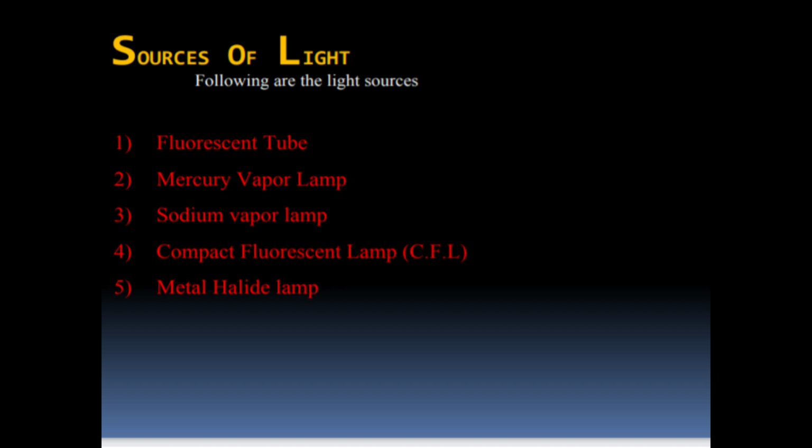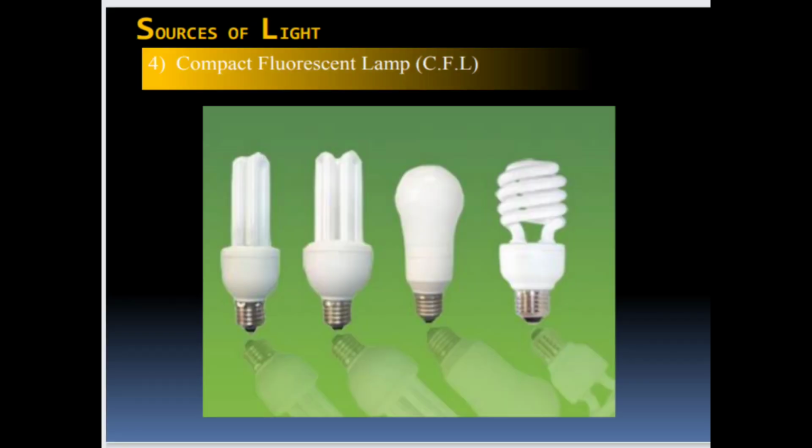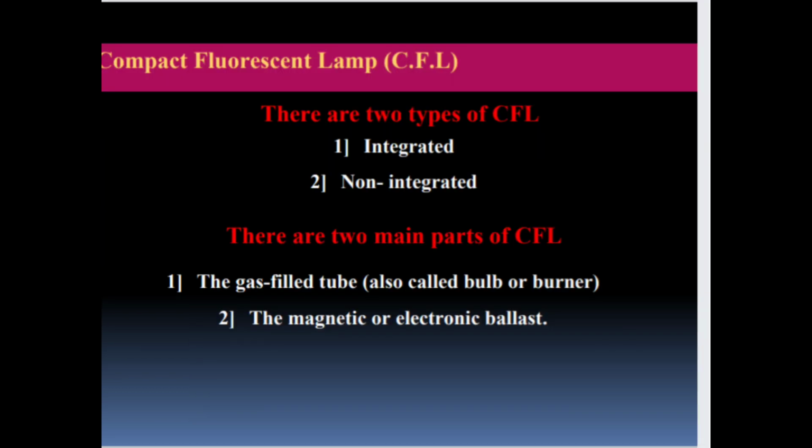Here see, the fourth source of light is the compact fluorescent lamp, that is the CFL. So this is the picture of CFL. Here see, there are two types of CFL, means CFL is also categorized into two types. First is integrated and second is non-integrated. Then there are also two main parts of CFL.